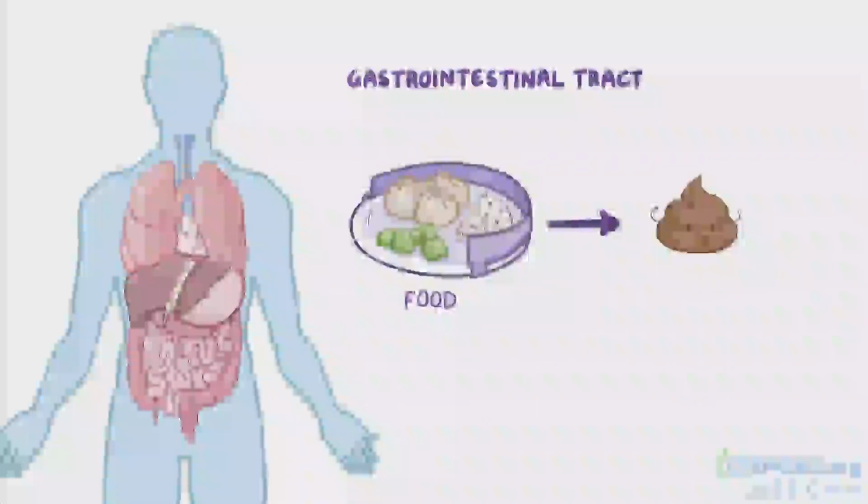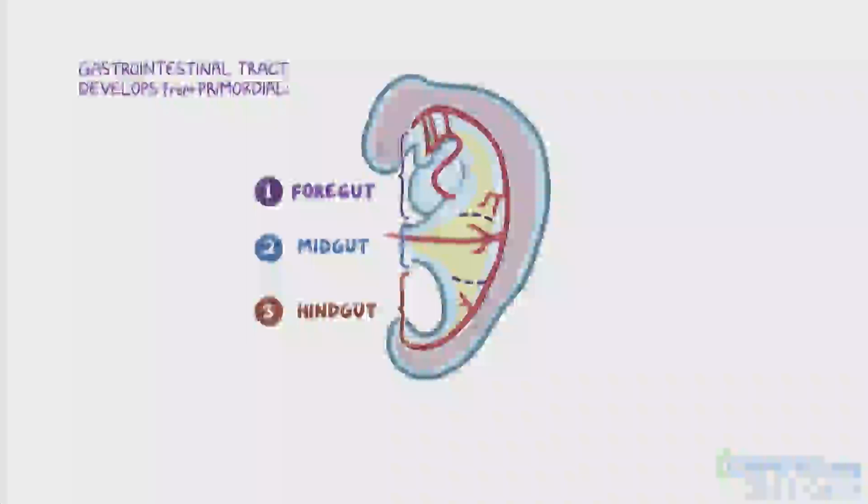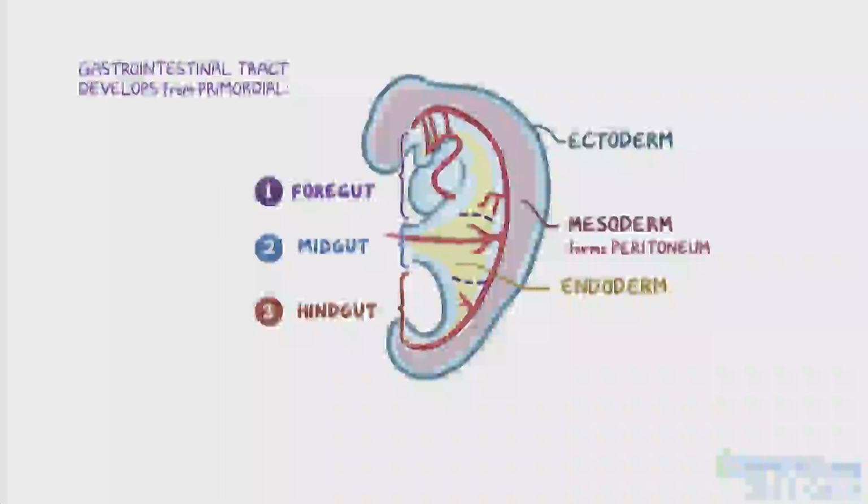of the gastrointestinal tract. The abdominal section of the gastrointestinal tract develops from three embryological structures called the primordial foregut, midgut, and hindgut. And in turn, the foregut, midgut, and hindgut all derive from the three embryonic germ layers, the endoderm, mesoderm, and ectoderm. The mesoderm is what forms the peritoneum, which either completely or partially lines the organs of the peritoneal cavity, including the gastrointestinal tract.